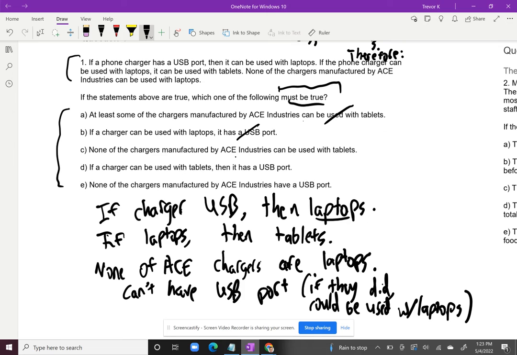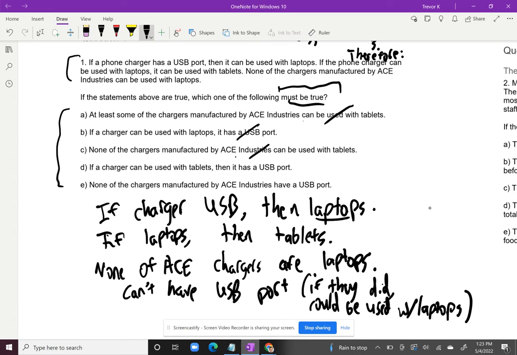C: none of the chargers manufactured by Ace Industries can be used with tablets. This is exactly the mistake I was talking about before. We don't know if they can be used with tablets, but it's possible they can, right? I can guarantee that if a phone charger can be used with laptops, it can be used with tablets. I can't guarantee the opposite.